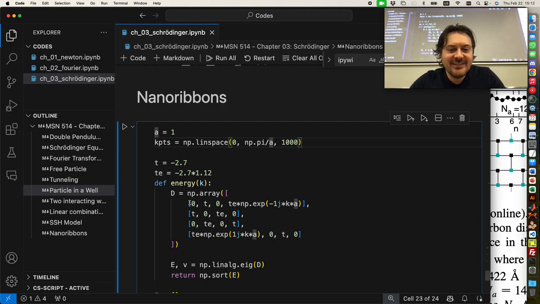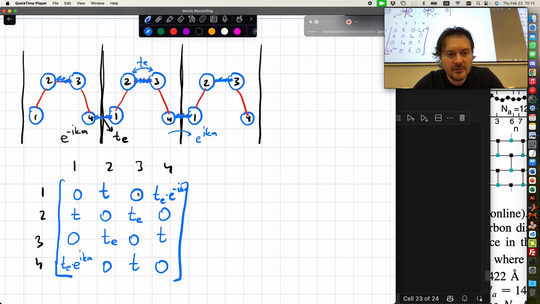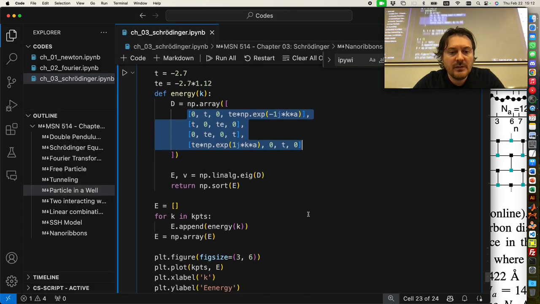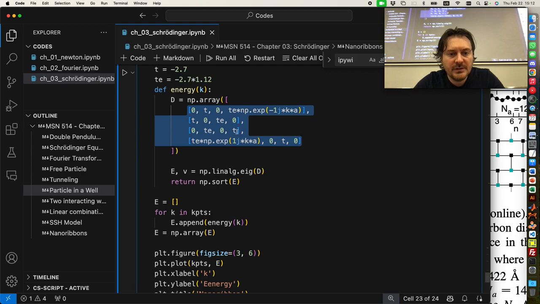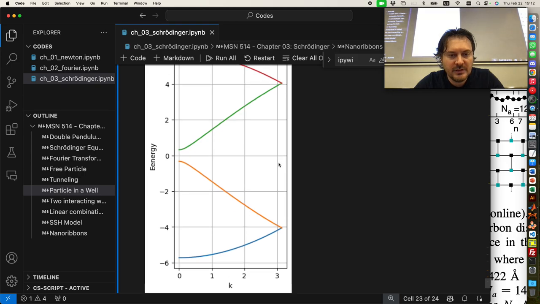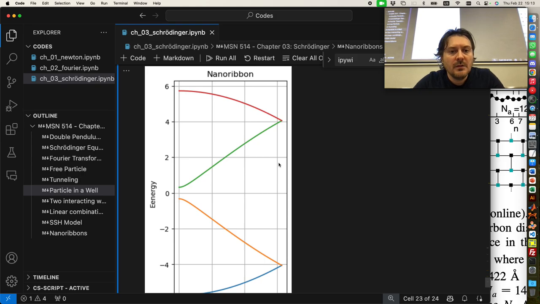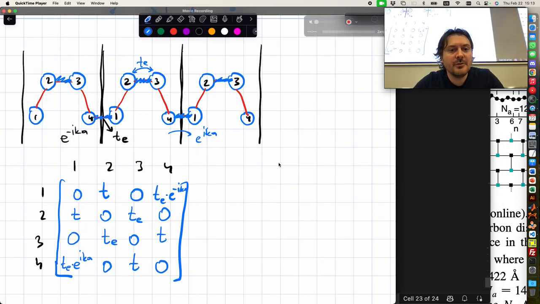Soon. So, do you see this is our matrix? Do you see that it is the same thing? 0 T, 0 T E times E to the whatever. 0 T, 0 T E, blah, blah, blah. Then what do we have? Solve the eigenvalue equation, plot the bands. And I don't need even to run this, but this is what you get. Okay? This is the band for a specific nanoribbon which has 1, 2, 3, 4 atoms, okay?